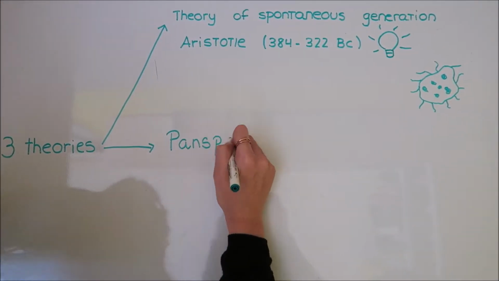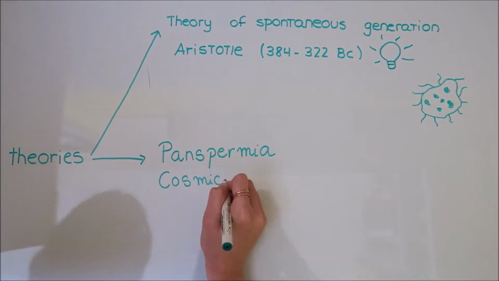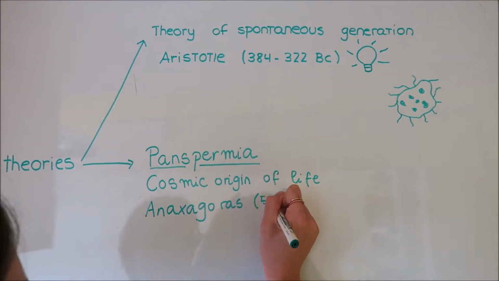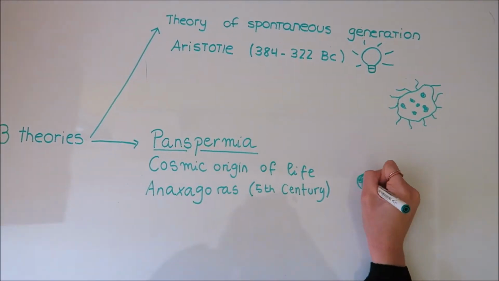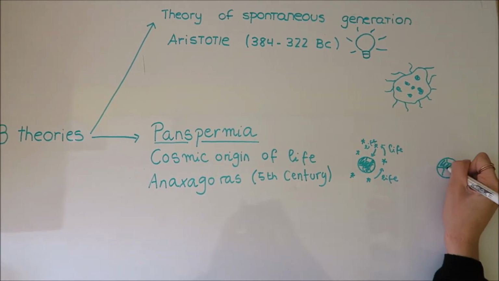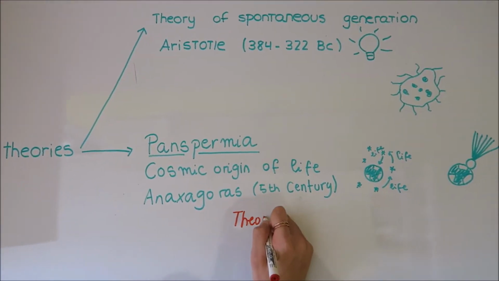The second one is panspermia. This theory says that we are cosmic matter, that we come from outer space. This theory was proposed by Anaxagoras in the 5th century. Well, actually, it is considered more a hypothesis rather than a theory.